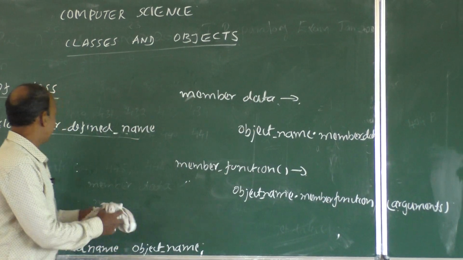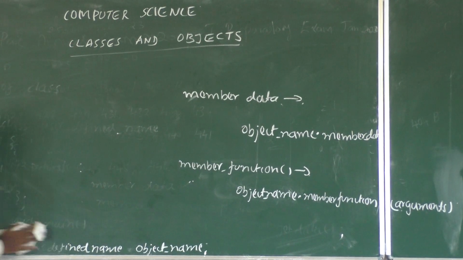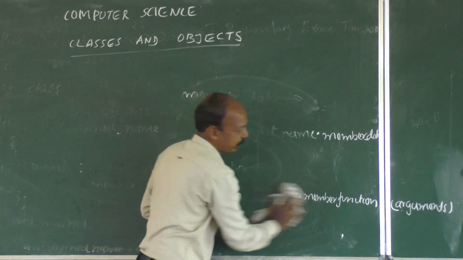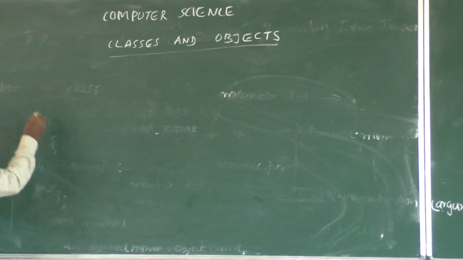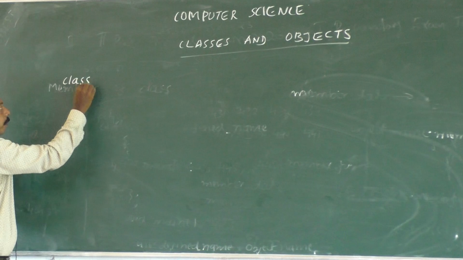Now we shall take one simple example, the same example that we have taken earlier, that is length and breadth, so that it becomes easy for us to understand. Let us write a class rectangle.